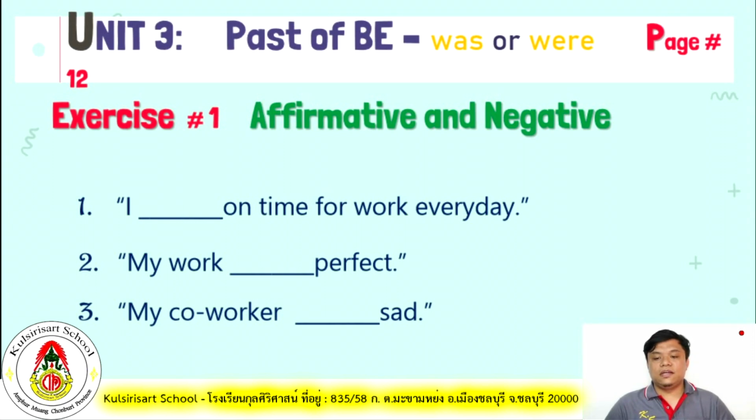Yes, I know you can do it. It's singular. You have the pronoun I. So the answer is was. My work, blank, perfect. Is it singular? My work. Yes, it's singular. So we will use the singular form of the be verb, was.